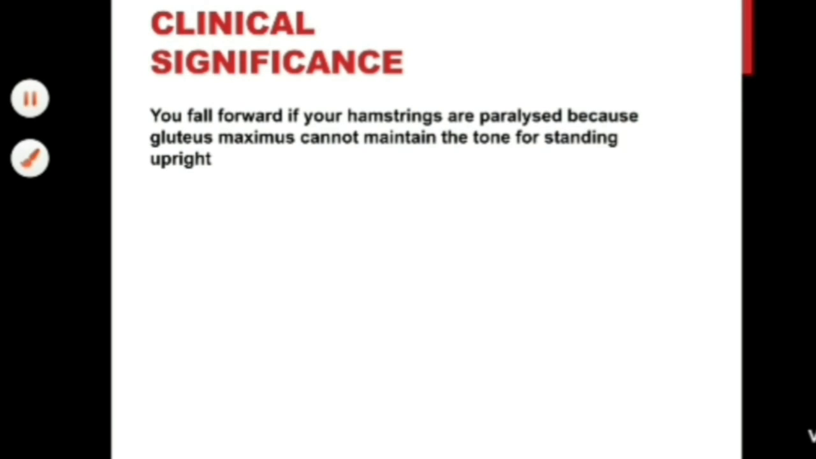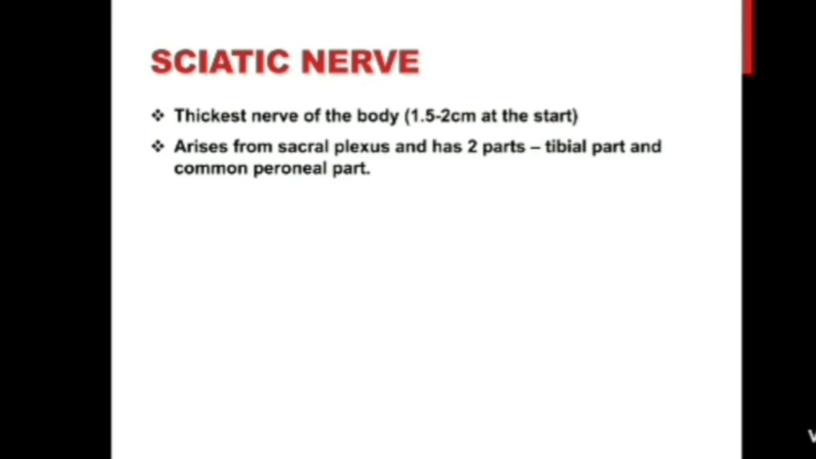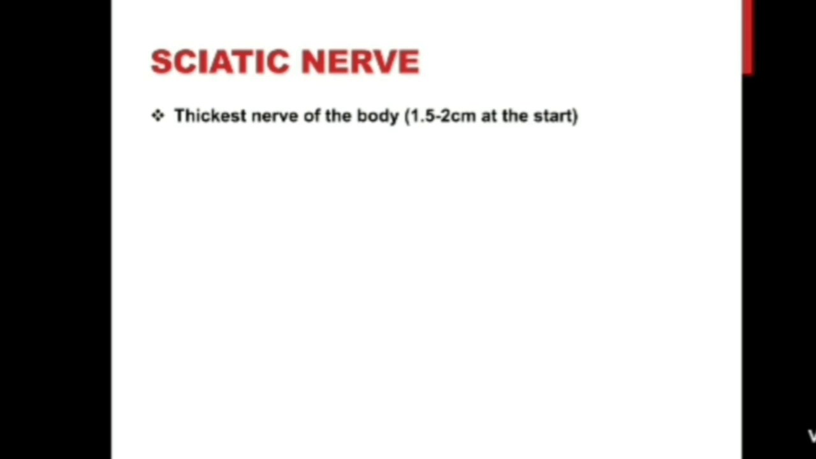Interesting facts there. Now we're going to cover the sciatic nerve, which is the chief nerve of the back of the thigh, right? An interesting trivia about it: it's the thickest nerve of the body, with 1.5 to 2 centimeter thickness at the start. It has to arise from a particular nerve plexus, right? We've already studied the brachial plexus. In this case, it arises from the sacral plexus.